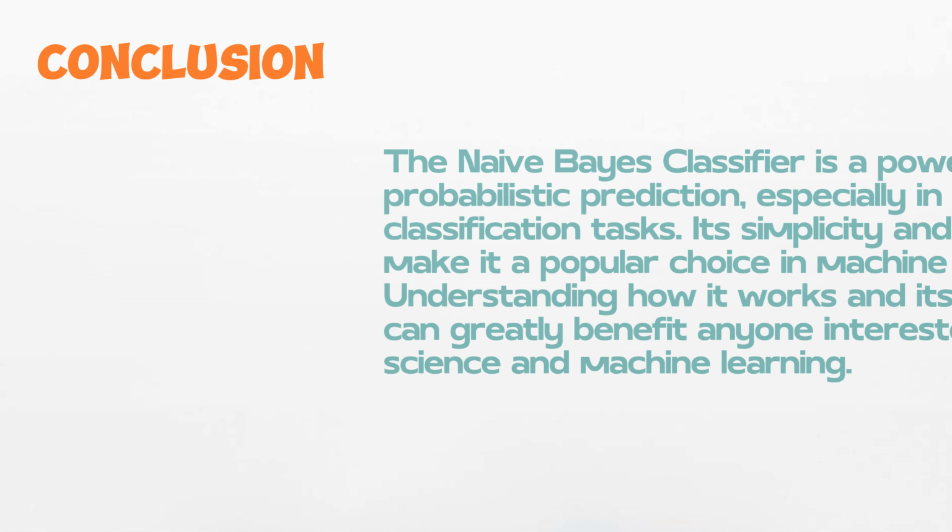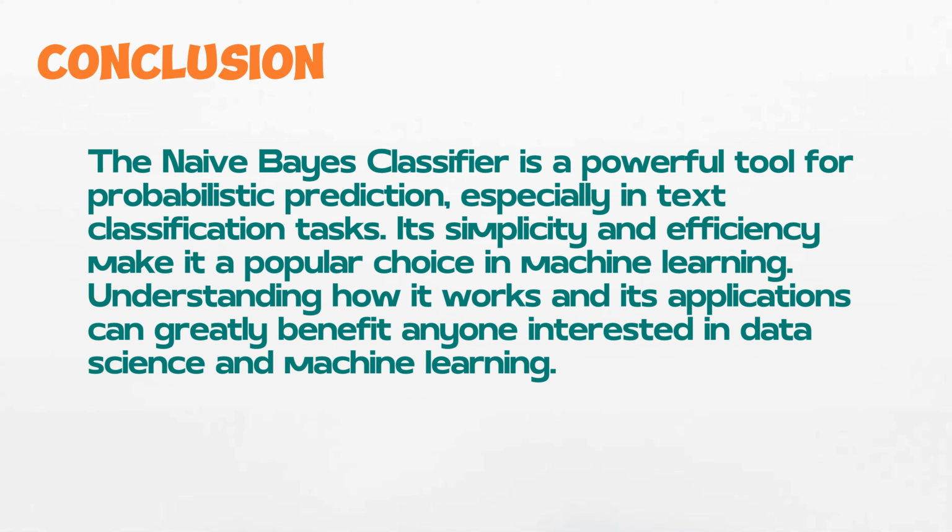Conclusion. The Naive Bayes classification is a powerful tool for probabilistic prediction, especially in text classification tasks. Its simplicity and efficiency make it a popular choice in machine learning. Understanding how it works and its applications can greatly benefit anyone interested in data science and machine learning.